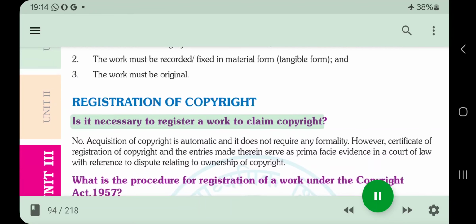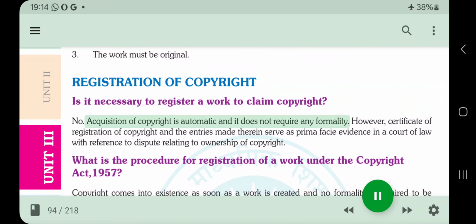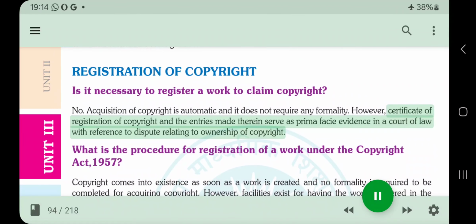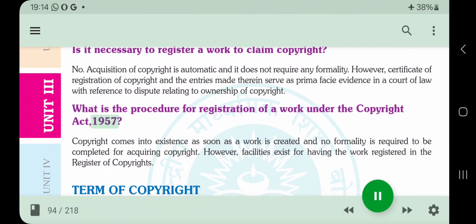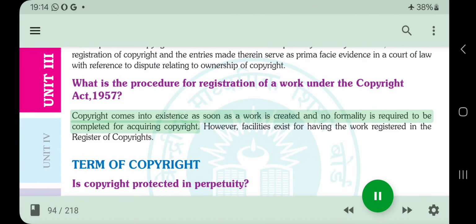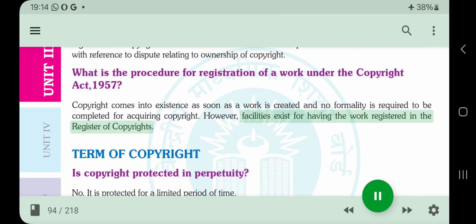Registration of copyright. Is it necessary to register a work to claim copyright? No. Acquisition of copyright is automatic and it does not require any formality. However, certificate of registration of copyright and the entries made therein serve as prima facie evidence in a court of law with reference to dispute relating to ownership of copyright. What is the procedure for registration of a work under the Copyright Act, 1957? Copyright comes into existence as soon as a work is created and no formality is required to be completed for acquiring copyright. However, facilities exist for having the work registered in the Register of Copyrights.